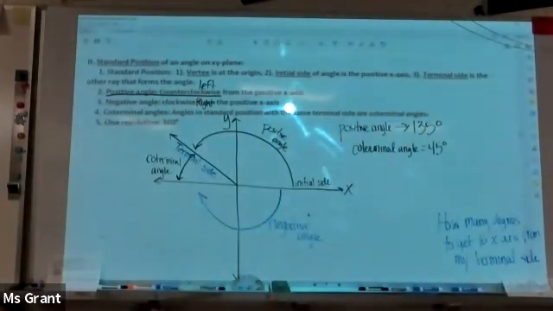I'm going to scroll to the next page. We're going to put this into practice, guys. So I start on the initial side, I end on the terminal side. Positive angles go counterclockwise. Negative angles go clockwise.